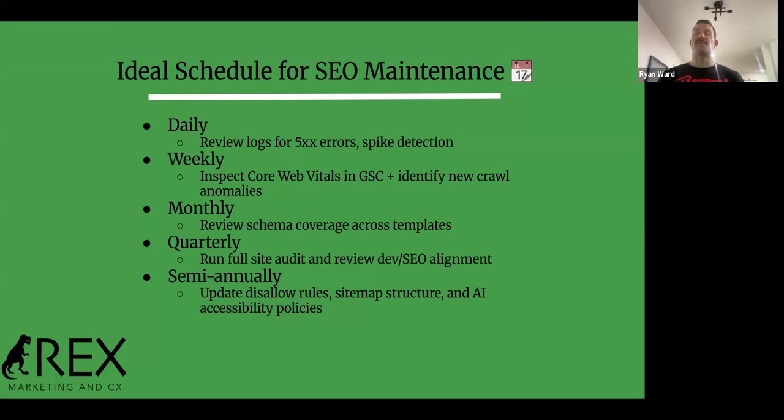When it comes to a monthly basis, review your schema across templates. If you're using a tool like WordPress or Webflow, where you have a CMS or content management system in place, ideally you have template pages where blog content or whatever the content is gets replicated across these different template pages. Go through on a monthly basis and review your schema to ensure there are no updates or changes.